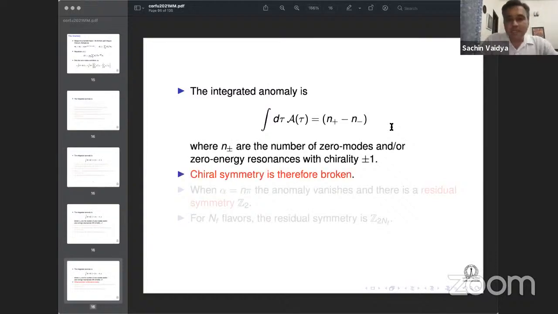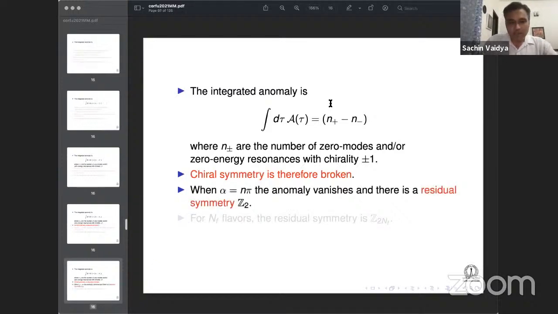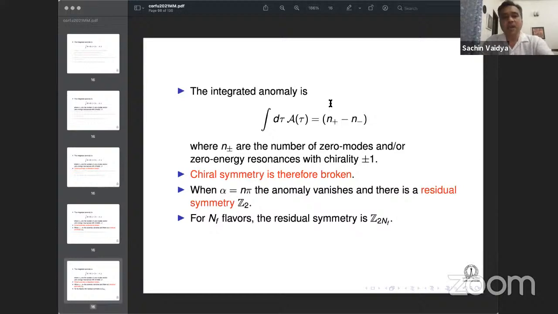So that's it. If you like, you can see that because the fermion measure is not invariant, it means that chiral symmetry cannot be implemented and therefore it's broken. Of course, this chiral transformation was by a finite angle alpha. So if you choose alpha judiciously, then this anomaly term vanishes. In particular, if you choose alpha to be n pi, then the anomaly A is actually 0. There are no zero modes. And the residual chiral symmetry is not fully broken, but there's a residual Z2 symmetry. You can do this whole exercise for NF flavors of fermions, and you find that the residual symmetry is Z2NF.